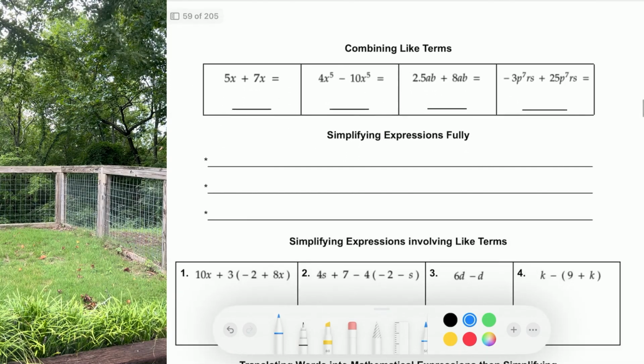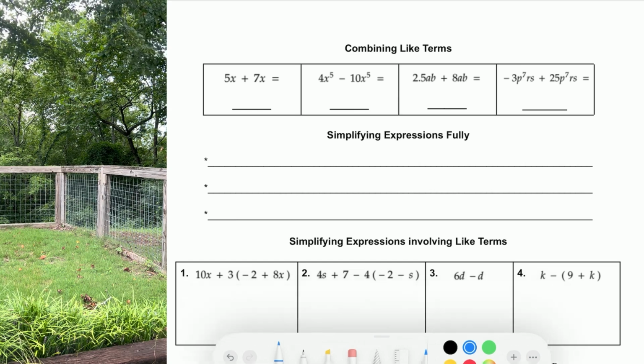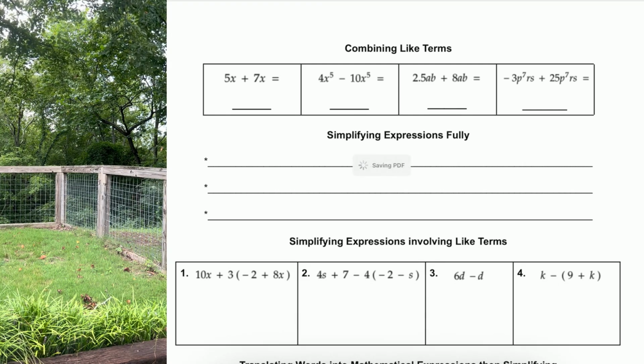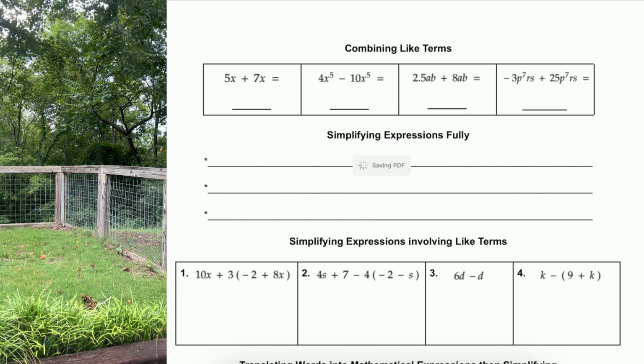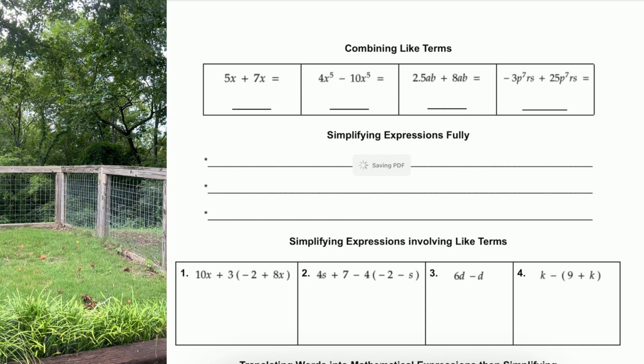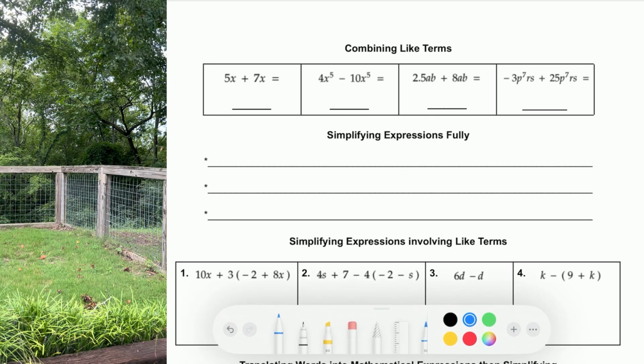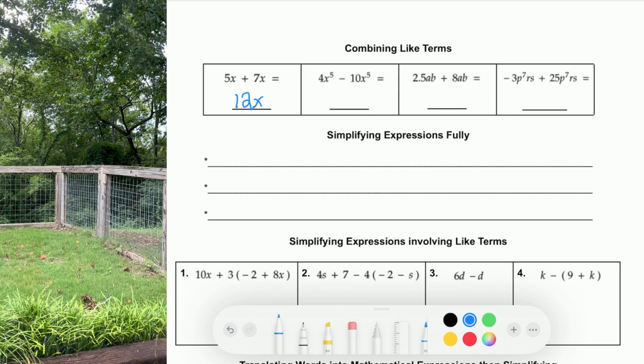So let's look at combining like terms. 5x plus 7x. First, I need to notice whether or not our x's are the same. They are both to a power of 1, so I can actually combine them. I'm going to add the numbers 5 and 7, and I'm going to get 12. The x doesn't change. It just stays x.